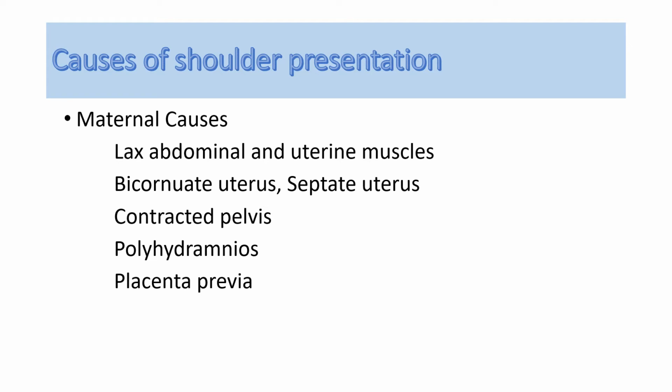Next one is polyhydramnios. In the case of polyhydramnios also, there is extra space inside the abdominal cavity, and usually there is delay in engagement, and because of these reasons the baby may occupy the widest diameter. And next one is placenta previa. If the placenta is located in the lower segment of the uterus, then when the head is coming downward, the placenta may prevent the head from entering into the pelvic cavity and it may go to a comfortable position.